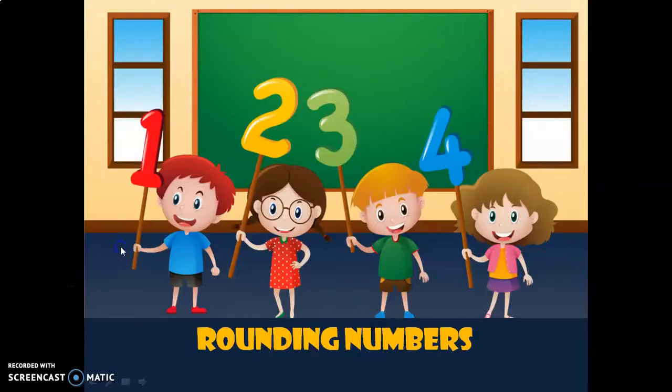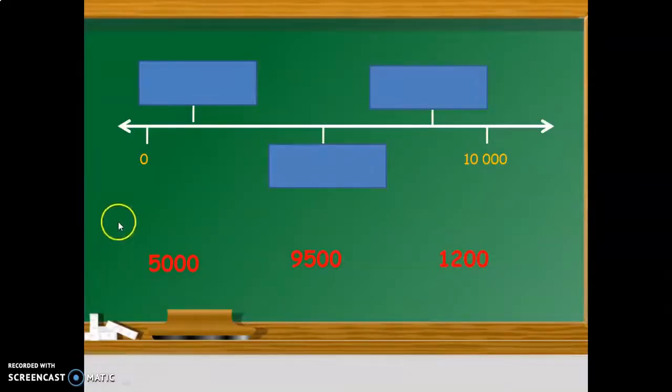All right, so let's have my first example. I have here a number line. We have three given numbers below, which are 5,000, 9,500, and 1,200. We're going to estimate the positions of these three numbers on the given number line above. Where do you think is the position of the 5,000 there?